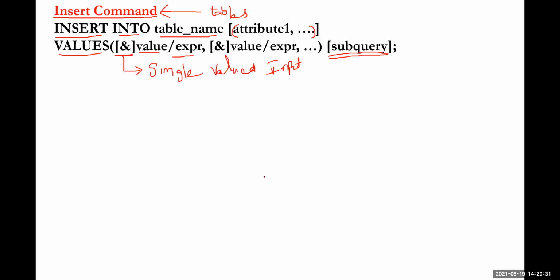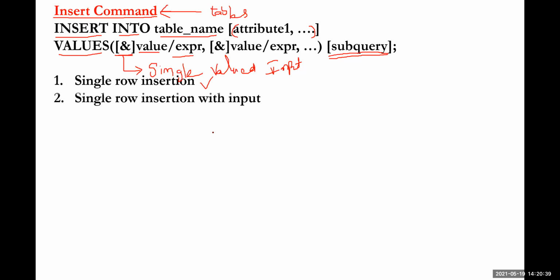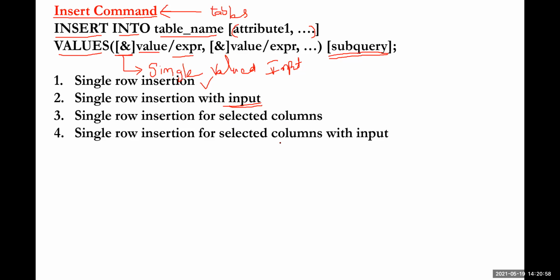So how can the insert command be operated? It can be operated as individual single row insertion with proper input, then single row insertion for selected columns. Previously we have seen 7 columns; out of 7, if you would like to enter only 2 to 3 columns, those are called selected columns. Then single row insertion with selected columns using input. Input means ampersand, here also. It must be remembered by you.